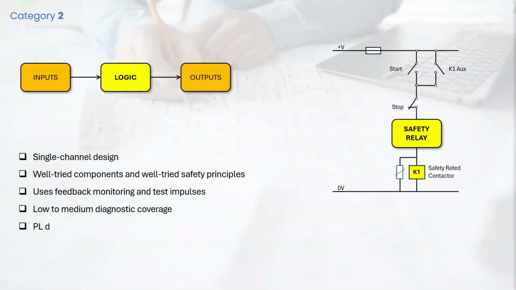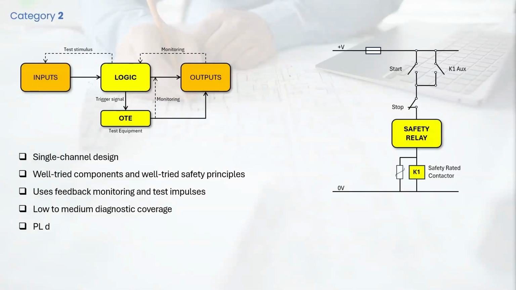Category 2 carries all requirements of Category 1 and introduces a fundamental new concept. The safety function must perform self-checks and monitoring at suitable intervals. These checks, called automatic tests, must be executed by a test channel called OTE, which is short for Output Test Equipment, and must be separate from the safety channel. For example, monitoring the feedback of the output relay or contactor.